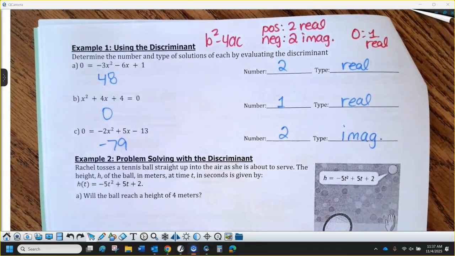I'm just going to abbreviate that. All right, just b squared minus 4ac. If it's positive, 2 real. If it's negative, 2 imaginary. If it's 0, 1 real.